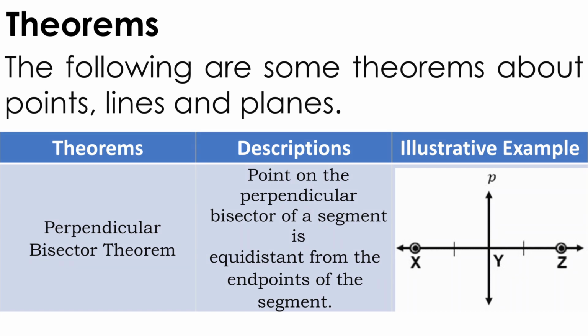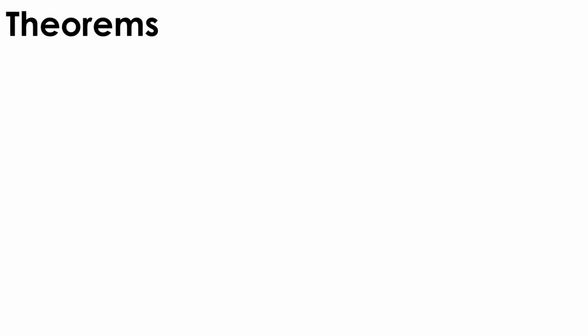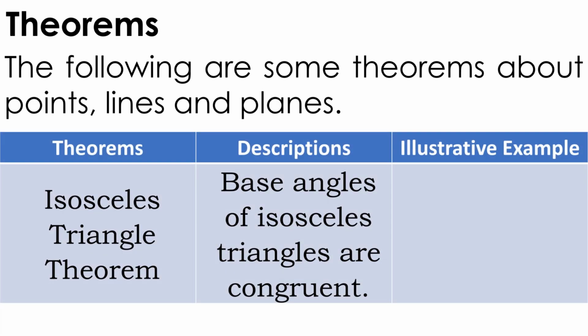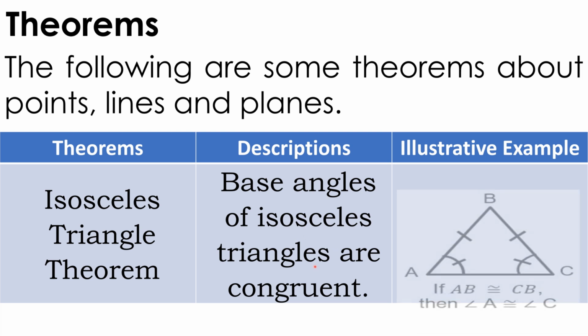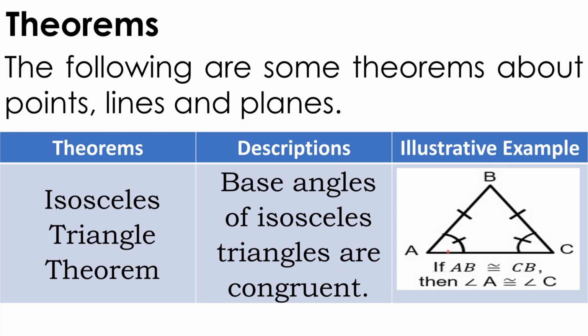Now let's proceed to isosceles triangle theorem. Base angles of isosceles triangles are congruent. So we have here the illustrative example. If line segment AB is congruent to line segment CB, then angle A is congruent to angle C. If these two sides are congruent, then the angles opposite to the sides are also congruent.